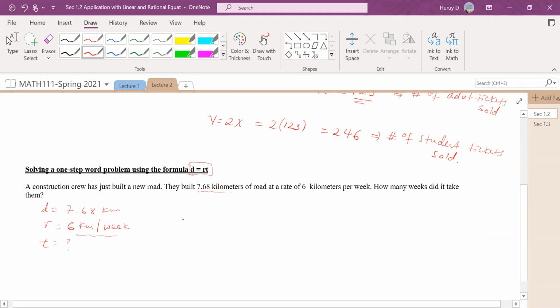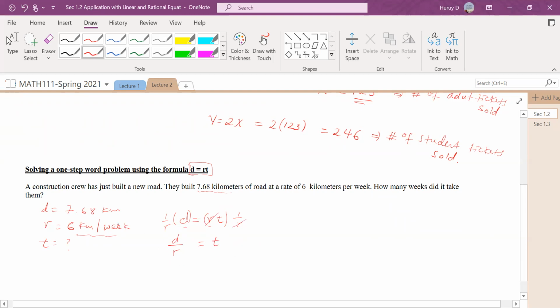Okay. Therefore, I will write the formula. We know D and R are known, but this one is unknown. So I have to solve for T. To solve for T, we multiply both sides by 1 over R. So on the left side, I have D over R. On the right side, they will cancel out, so we will have just T. So T is D over R.